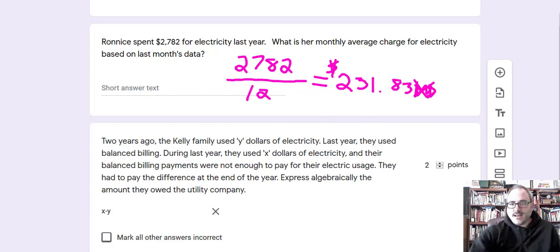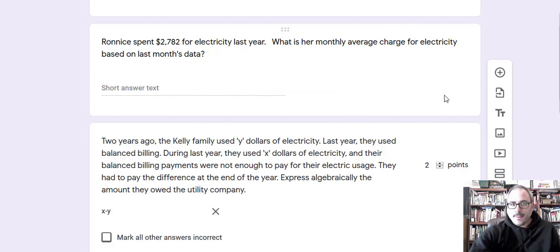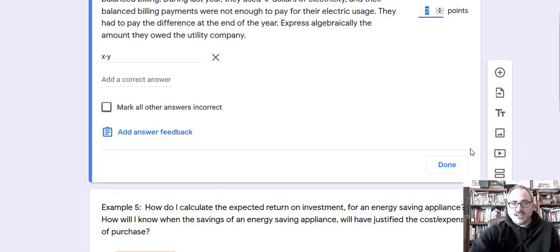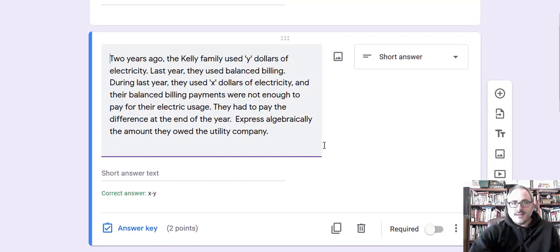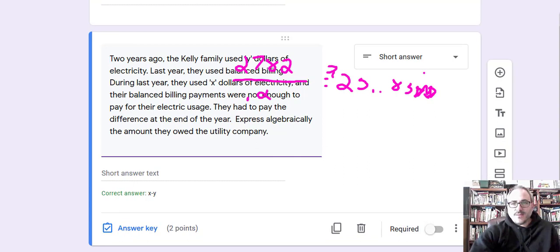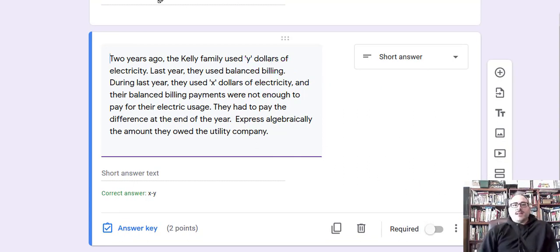Now we've got this algebraic stuff coming up again. Let me change this over. Here we go. Let me dump that from the previous lesson. There we go. Okay. Two years ago, the Kelly family used Y dollars of electricity. Last year, they used balanced billing. During last year, they used X dollars of electricity, and their balanced billing payments were not enough to pay for their electric usage. The Kelly family had to pay the difference at the end of the year. Express algebraically the amount they owed the utility company.